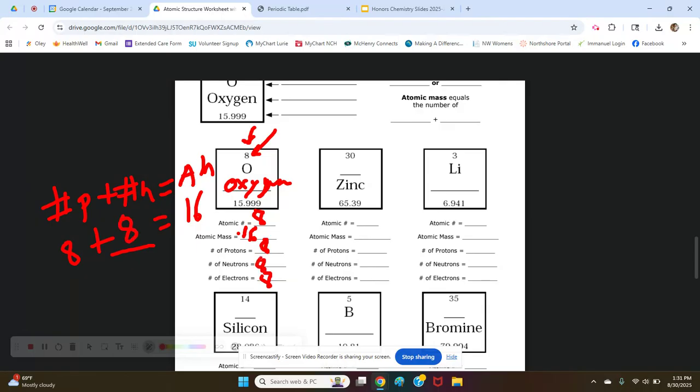I want you to hear me on this because people always get this wrong. The number of protons and the number of electrons for right now are always the same. It just so happened that the number of neutrons was the same as well. The number of neutrons does not have to be the same as the number of protons. It can be different, and it often is. You'll see that as you go through the rest of the examples over here.